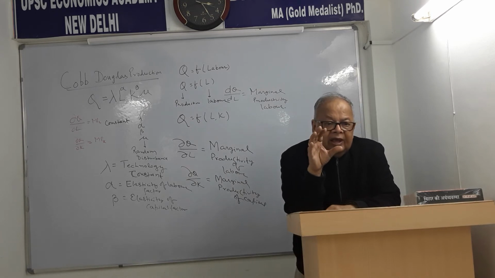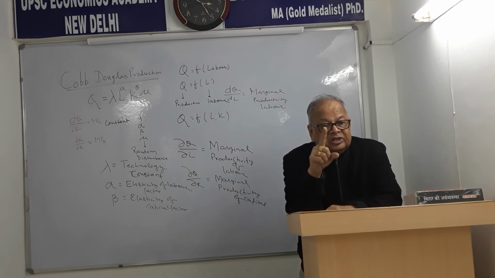So this is known as the first stage of the law of variable proportion. In the first stage, marginal productivity increases, average productivity increases, total productivity increases. The first stage is very critical because in this stage, marginal productivity is maximized. Thereafter, average productivity is maximized.